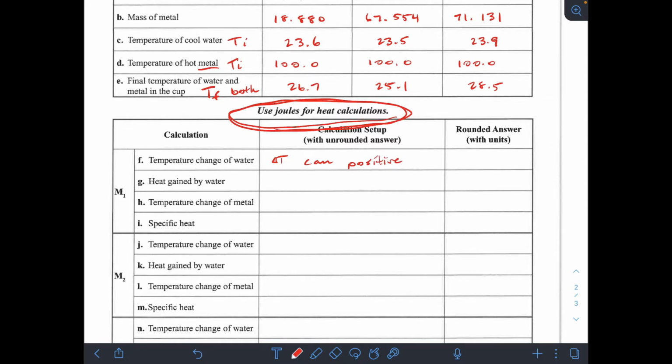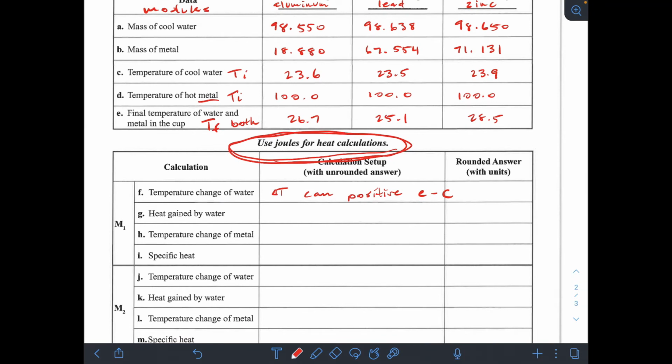Okay, so delta T for your water is going to be E minus C, right? And that's going to be positive. For your metal, if I say E minus D for my metal, temperature final minus temperature initial, I'll get a negative value. But it's okay for the purposes of this activity to use positive values for all your temperature changes. So your delta T for your metal is going to be D minus E. Okay, that'll give you a positive value.